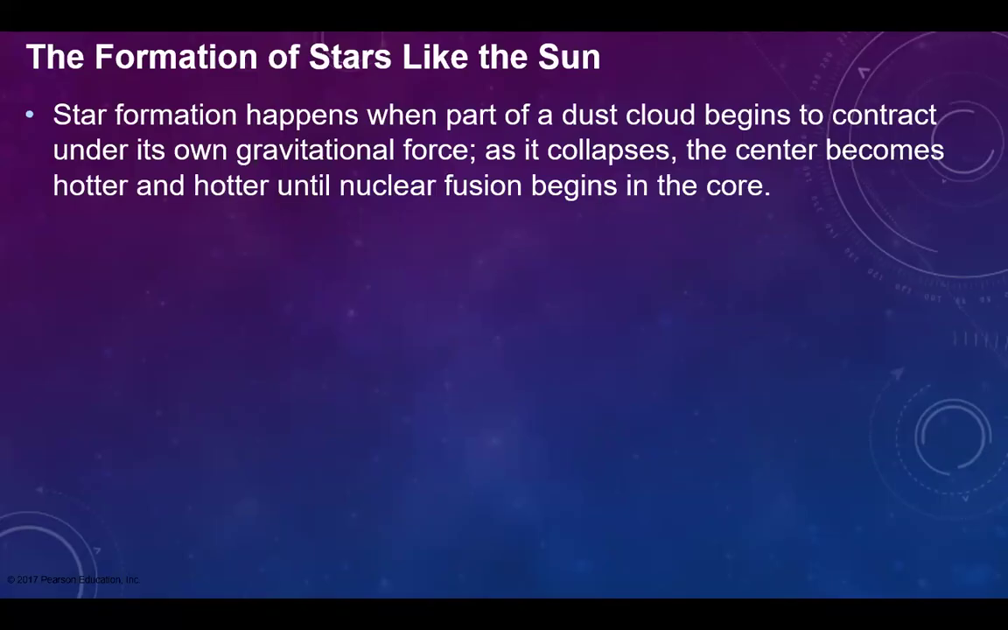So star formation happens when part of a dust cloud gets dense enough to collapse under its own gravity. Now, the clearing of the area around a star after it's born doesn't take that long, but the whole nebula going away, that's more complicated. And as it collapses, the center becomes hotter and hotter until eventually it gets hot enough for nuclear fusion to start in the core.